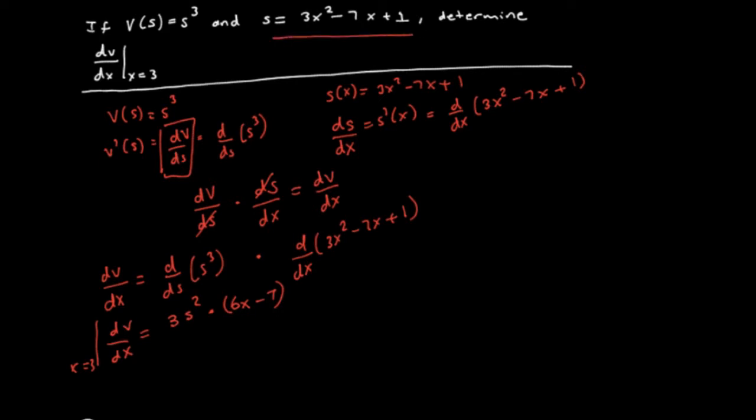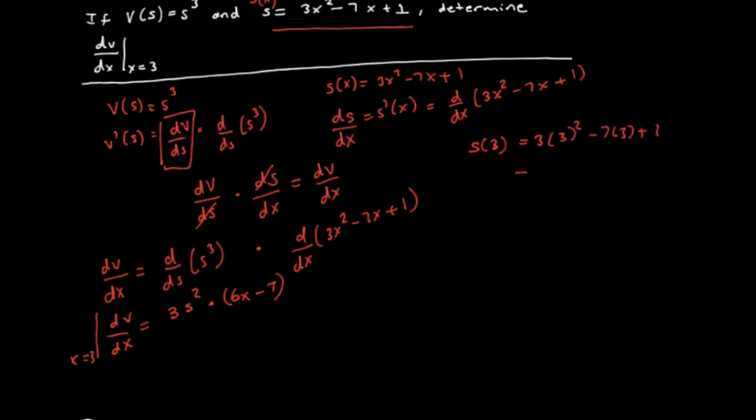Okay, so in order to do that, we need to kind of get rid of this s variable. So we can notice here that s is equal to 3x squared minus 7x plus 1. Now you could do this one of two ways. You can either just plug this in, or you could plug in 3 into s, right? So you think about this as s of x. S of 3, which is equal to 3 times 3 squared minus 7 times 3 plus 1, which is equal to 27 minus 21 plus 1, which is basically 7. So s of 3 is equal to 7.